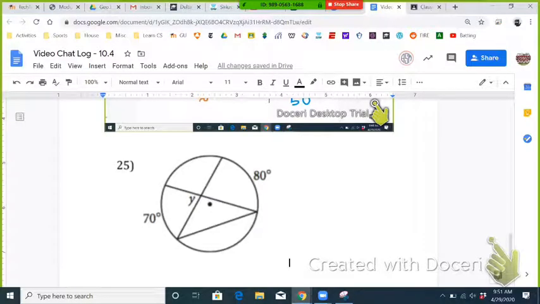Okay, in this picture we have two chords intersecting at angle Y. There's actually a quick way to find angle Y, which we'll learn later on, but for now let's learn it using what we know, and that's inscribed angles. So this is an inscribed angle in an arc that's 70 degrees, so that would be 35 degrees.